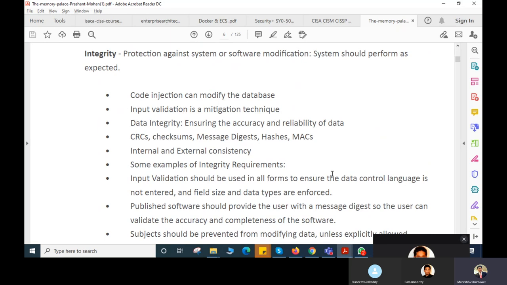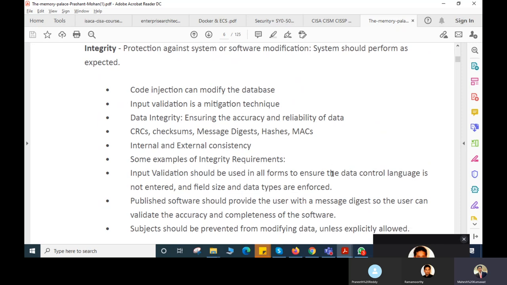Internal and external consistency of your data. Some examples of integrity requirements. Input validation should be used in all the forms to ensure that data control language is not entered, and field size and data types are enforced.